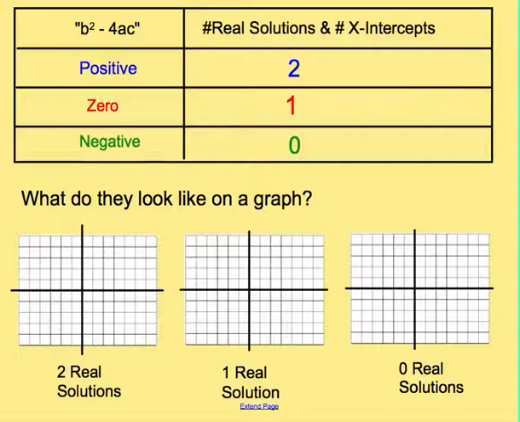So if we have two real solutions, we might have something that looks like this, where our parabola crosses the x-axis twice. If we have one real solution, we might have something that looks like this. Not quite, I meant for it to bump the x-axis. So the vertex is on the x-axis, and you have one x-intercept. 0 real solutions would be something like this, where our parabola does not cross the x-axis.